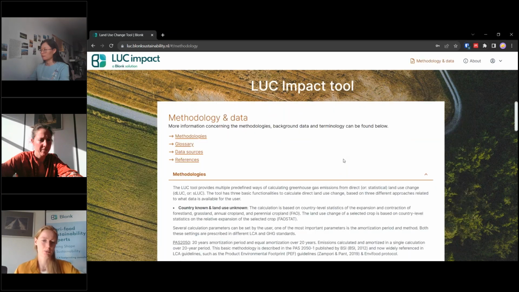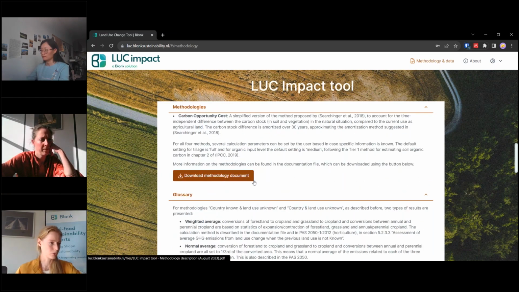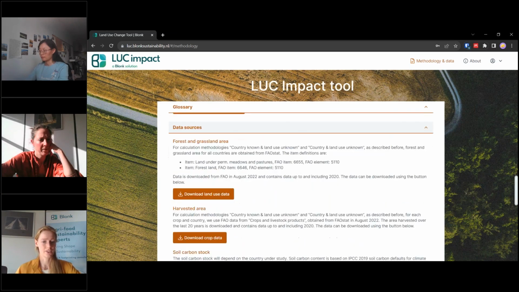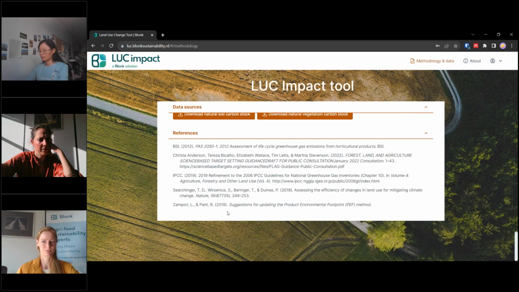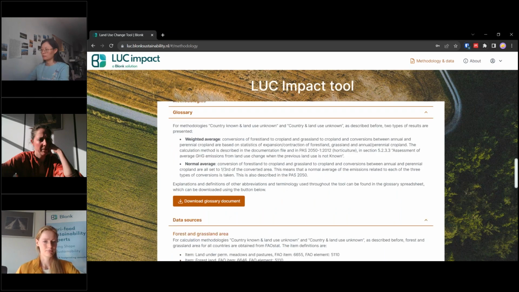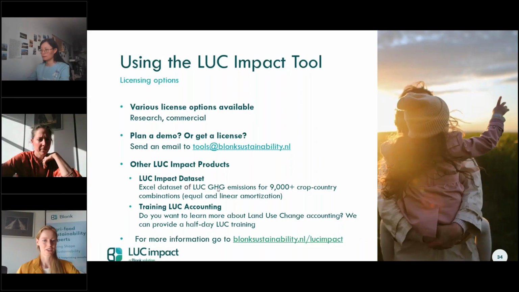there is a methodology description within the tool itself. So there are some main explanations here, but also you are able to download the full methodology document from the tool, in addition to glossary and additional background data and documents which are used. Yeah, I think those were the main functions to show. Maybe if there are specific questions, I can show other parts of the tool.